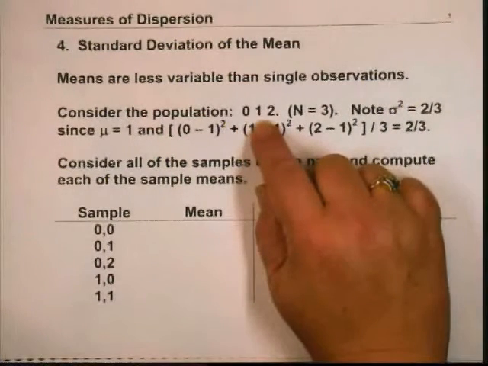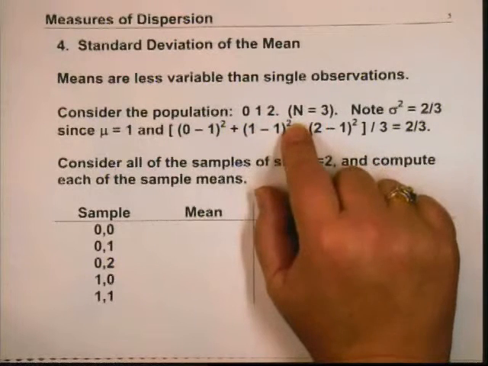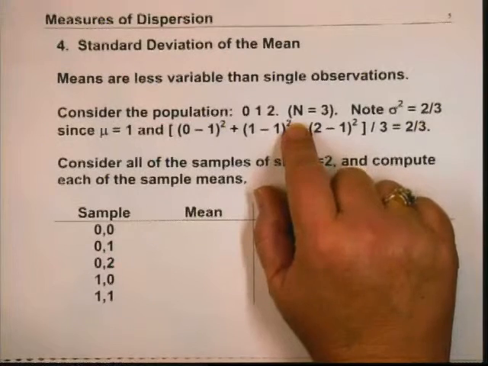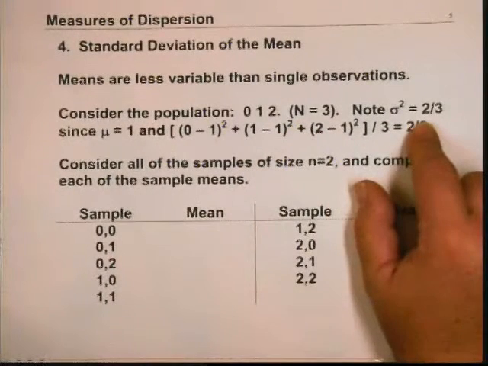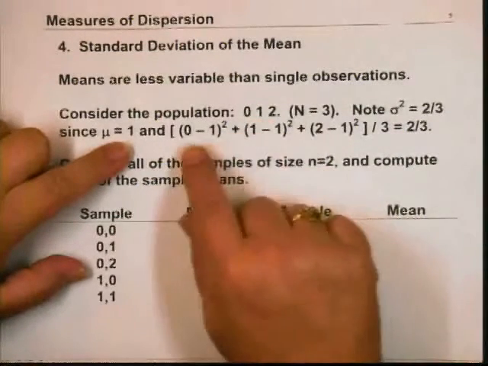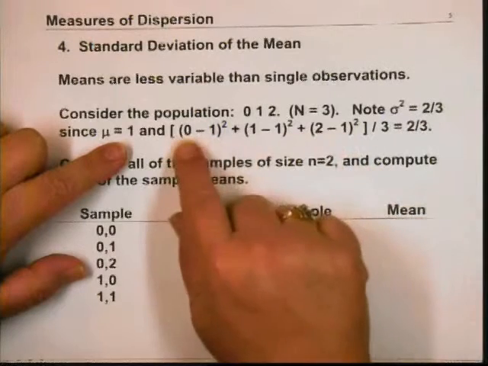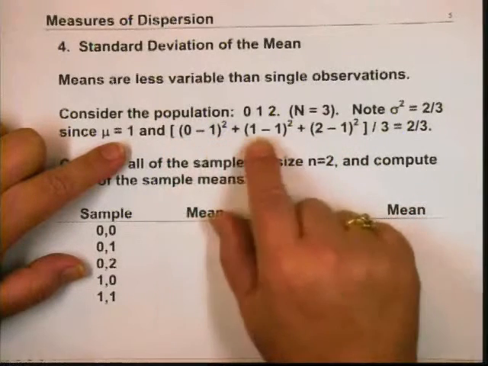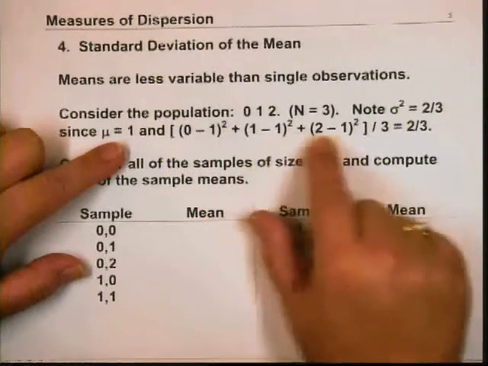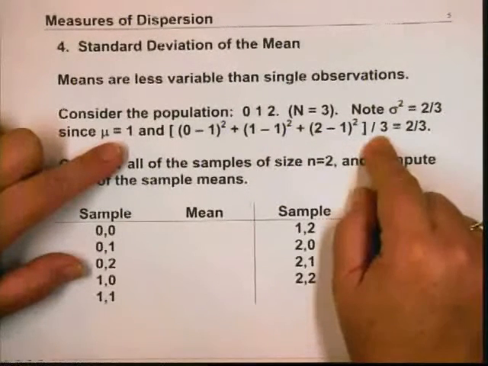Okay? So consider the population. The only values in the population are 3, 0, 1, and 2. Capital N is equal to 3. This is the one place where we're going to compute a population variance. Our population variance is 2/3. How do I know that? Well, our mean here is equal to 1, and I just use the squared deviations formula: y minus mu quantity squared, y minus mu quantity squared, y minus mu quantity squared, divided by capital N, which was 3. So that's where the 2/3 came from.